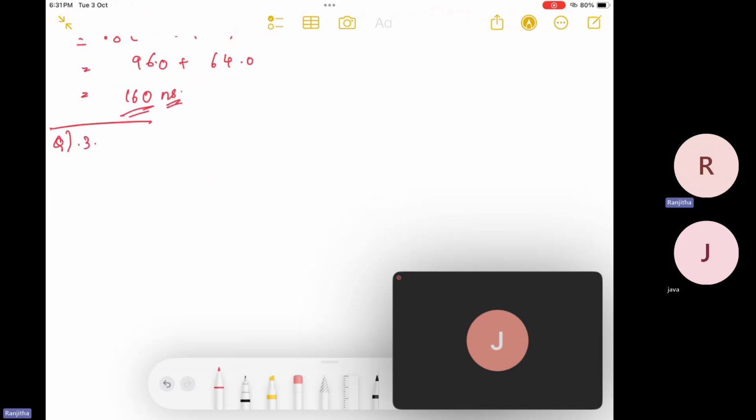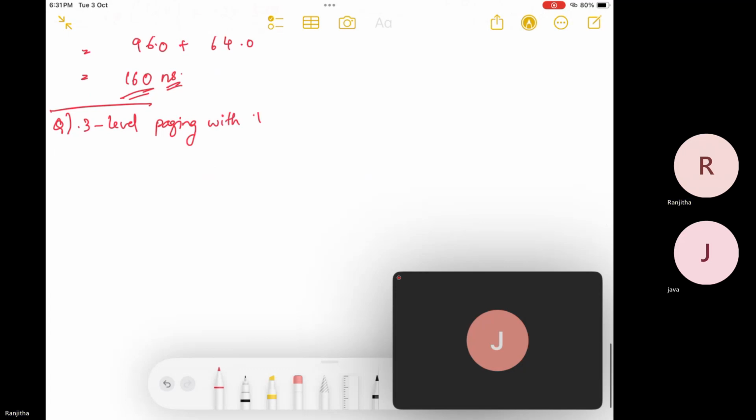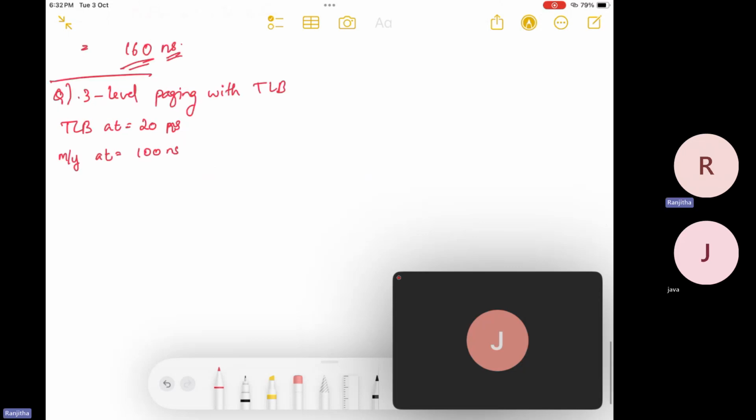Now we have a 3-level paging with TLB. TLB access time is given as 20 nanoseconds. And memory access time is given as 100 nanoseconds. And the hit ratio is given as 80%, 0.8. So the miss ratio will be 1 minus 0.8, which is 0.2.